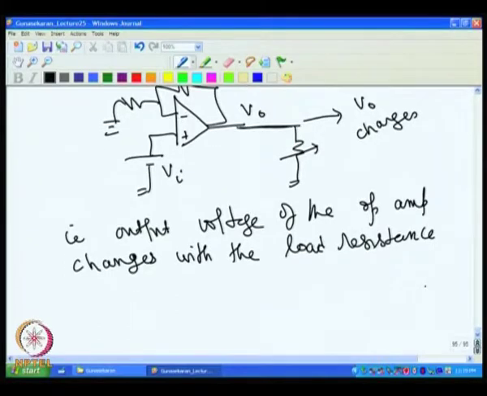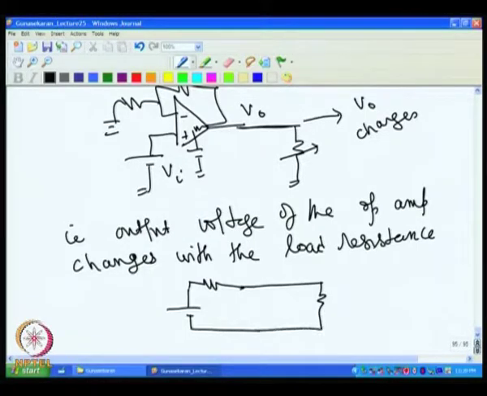This is because we have to draw the equivalent circuit like this: the op amp is a voltage source, and that voltage source has its own internal resistance, say R0, and this is the load. This is the output voltage V0 that is supposed to be present at the output, and this is the actual voltage that is supposed to come across the load.